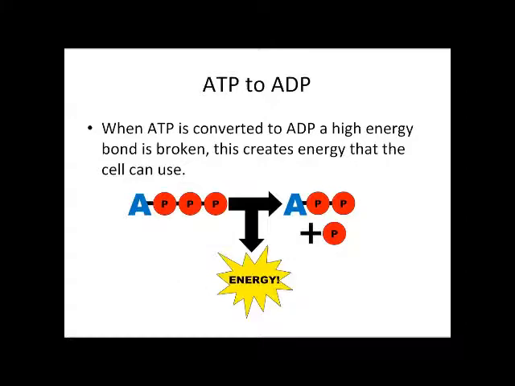So ATP to ADP. When ATP is converted into ADP, a high energy bond is broken. This creates energy that the cell can use. So here's another little pictorial. I've got ATP, adenosine triphosphate, 3 phosphates, turn it into adenosine diphosphate, which is 2 phosphates. Di meaning 2, just like bi means 2. And in addition, we have this free phosphate ion being released as well, and energy being produced.